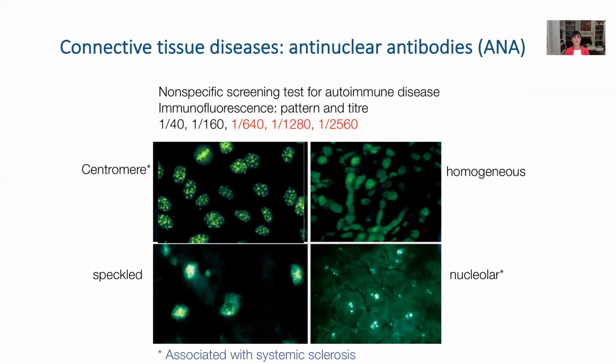This can be considered a non-specific screening test for most autoimmune diseases that fall under the connective tissue disease banner. It is usually assessed in the first instance using immunofluorescence, in which you're able to identify both a titer, and the values are usually as outlined on the slide, with a very high titer being detectable antibody at a dilution of 1 in 2,560, and also a pattern of staining.